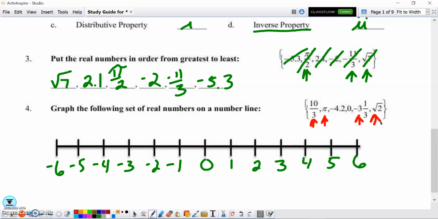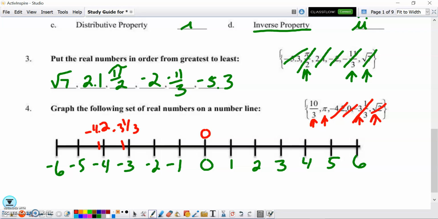So starting on the left side with the smallest number, that would be the -4.2, which I'm going to say is right about there. The next one would be the -3 1/3. Okay, I'm going to mark that right about there. The next one would be the 0. The next one would be the square root of 2.